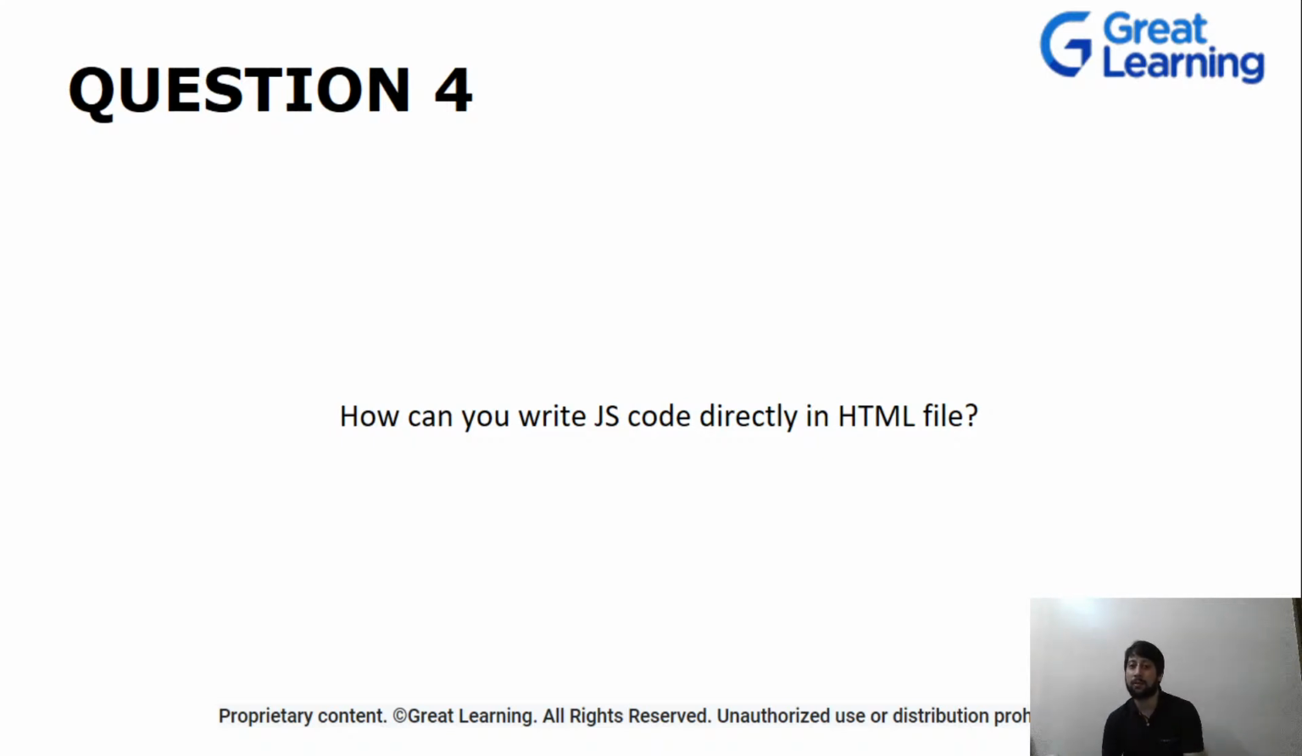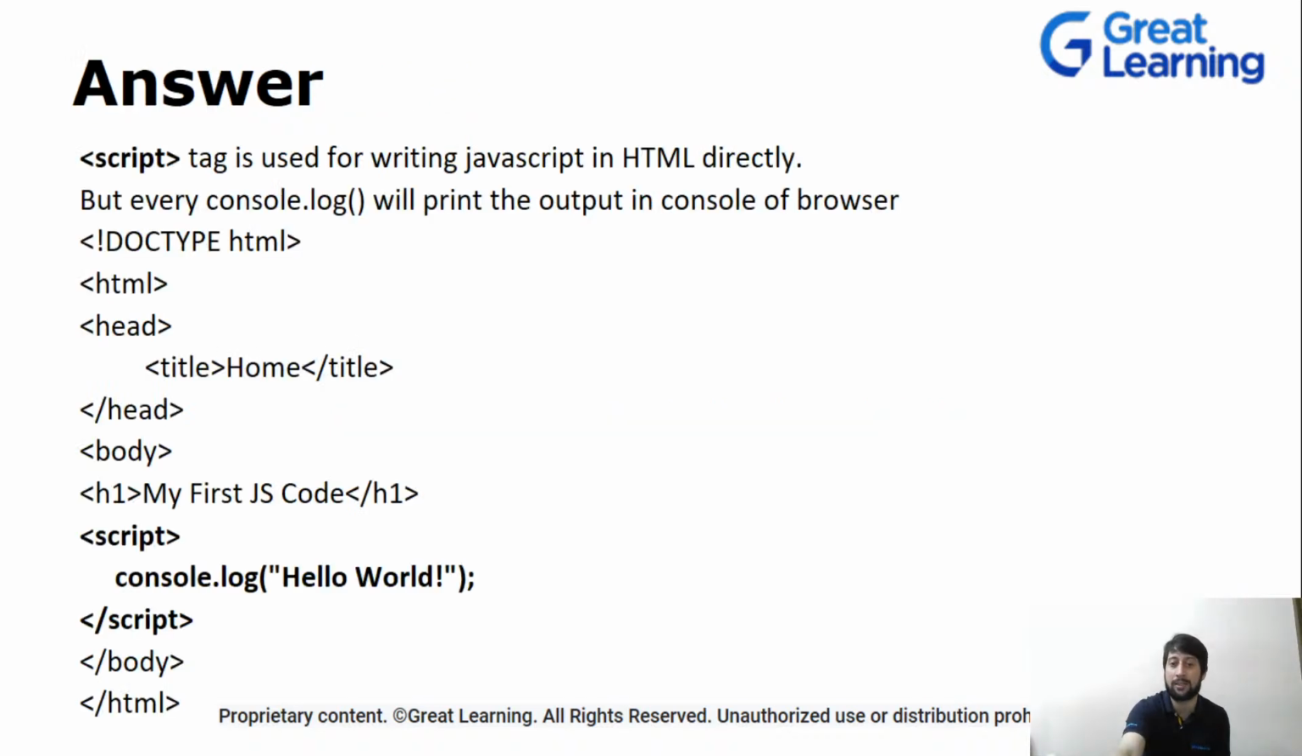How can you write your JS code directly in your HTML file? Can anyone tell me how you can write it? Obviously now I'm asking you the syntax. The syntax is that we will be using the script tag, as I told you earlier. So you will have this skeleton. This is nothing but the skeleton.